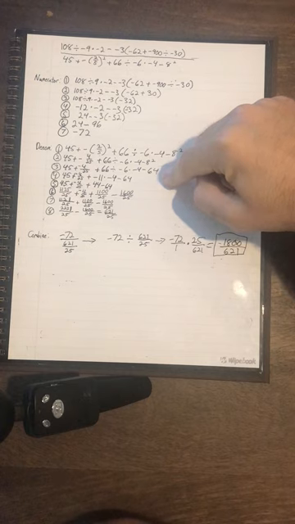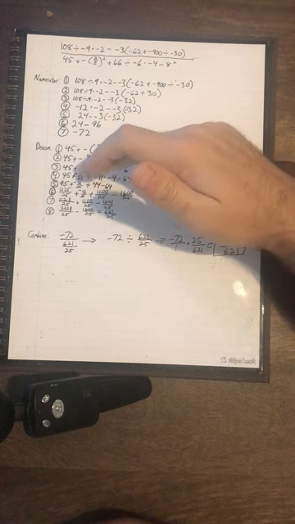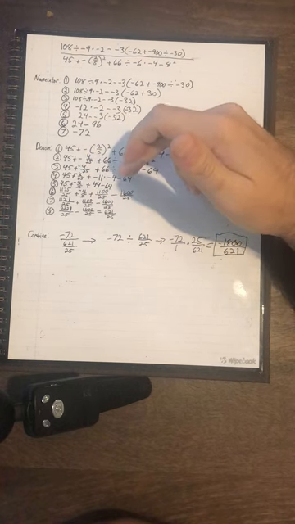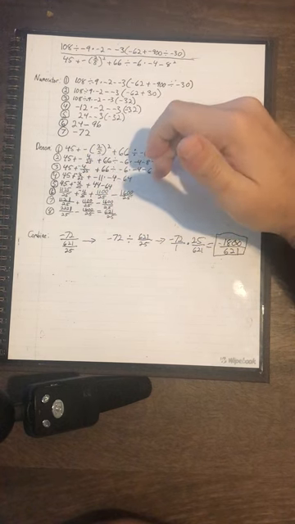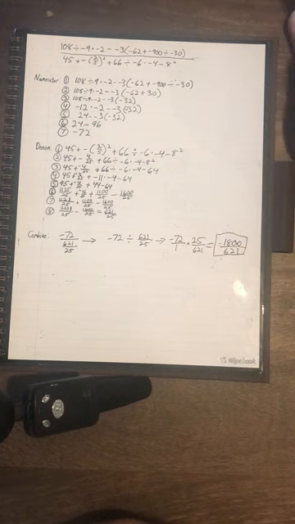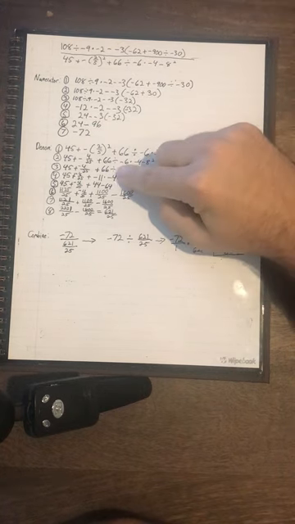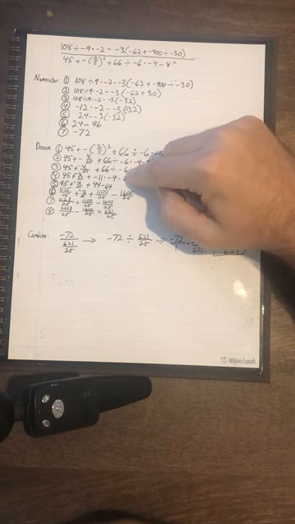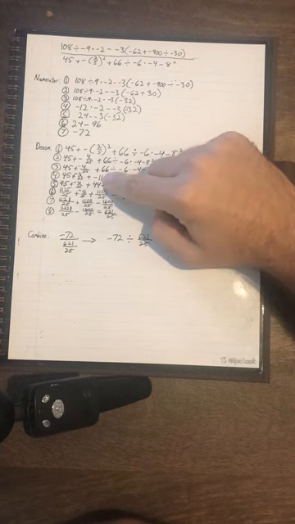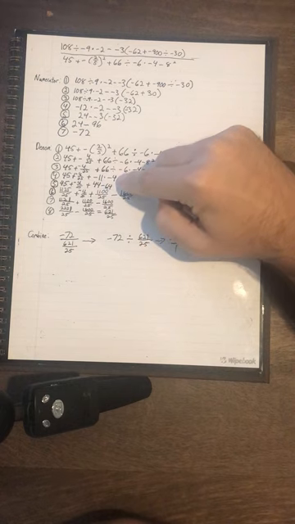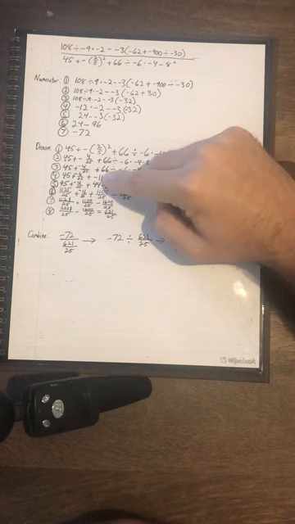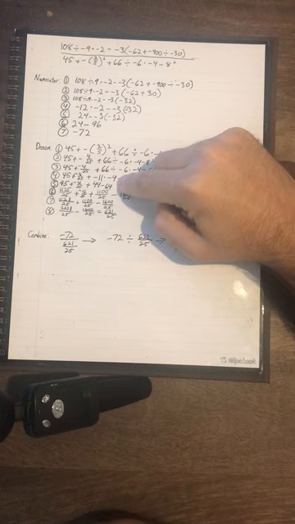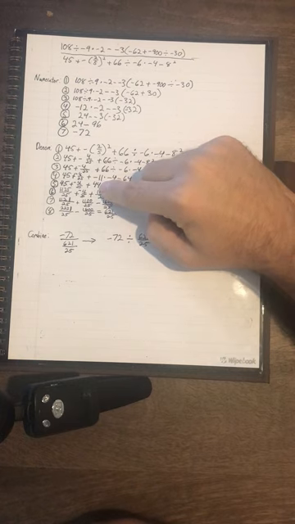In step 3, I noticed that I had addition, division, multiplication, and subtraction. Well, I have to either multiply or divide first, and since division comes before multiplication, I divided 66 by negative 6, which gave me negative 11. Then I finished off the multiplication and multiplied negative 11 times negative 4, which gave me positive 44.